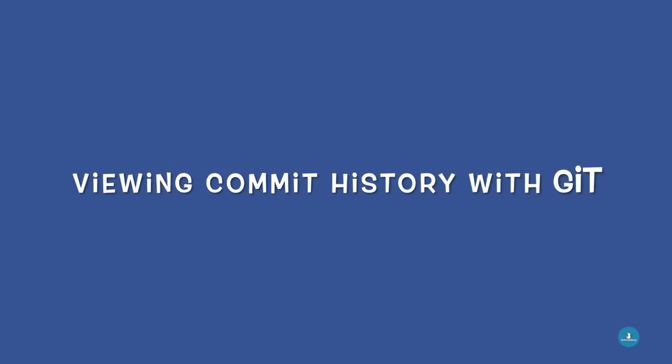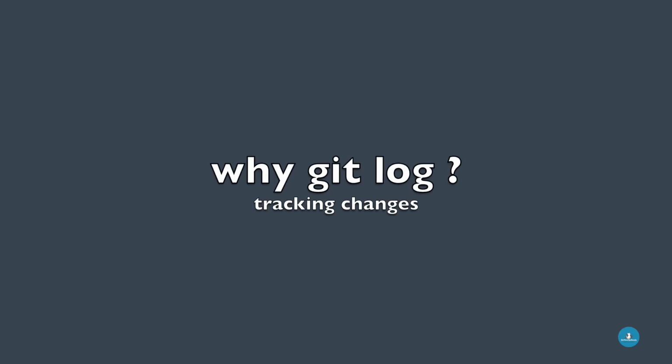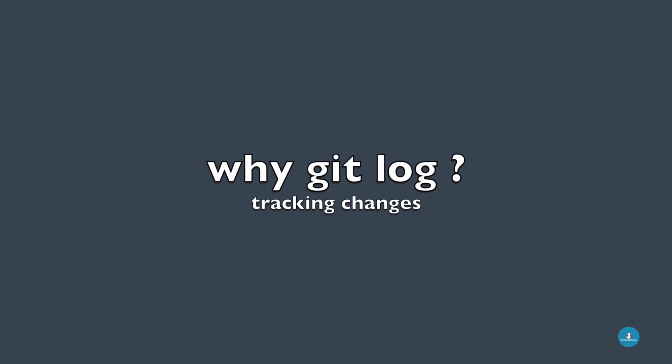In this tutorial, you'll learn how to review the commit history of your Git repository using the git log command. Viewing commit history is crucial for understanding project development, tracking changes, and collaborating effectively.